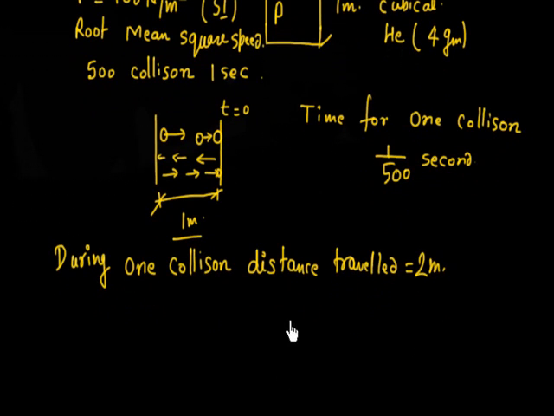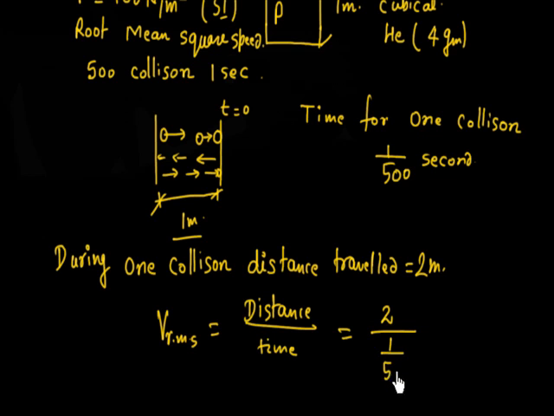Now this velocity will be root mean square, because the question says it is traveling with root mean square speed. So we can calculate Vrms, that is the distance divided by time. The distance is 2 meter, and the time is 1 by 500 second. So velocity will be in meter per second. So 1000 meter per second is the velocity.